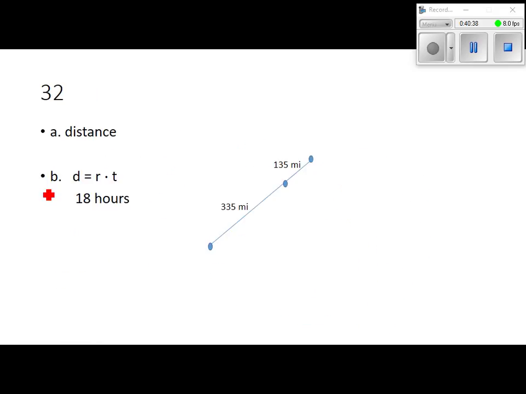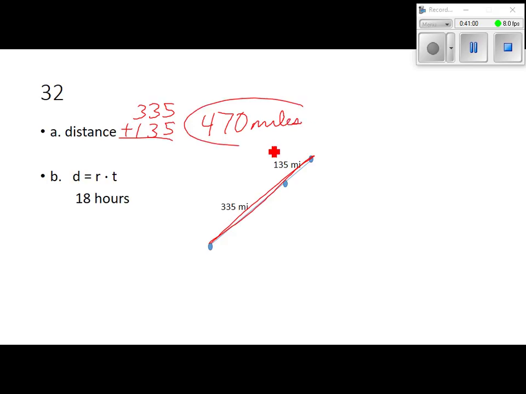Next one. They gave you a big long word problem and it said find the total distance traveled. Well, to find that total distance traveled, all we're going to do is take 335, the first part of the trip, plus 135, the second part of the trip, and add them together. And we get 470 miles. 470 miles. That's the answer to part A.